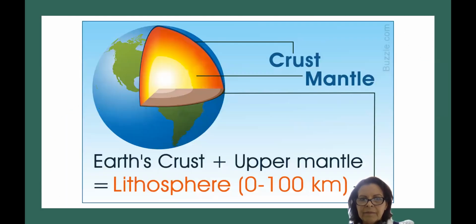Then we have this other picture where it says the earth crust plus the upper mantle will be the lithosphere, and that will go from 0 to 100 kilometers thick. So this is a beautiful picture of the crust, the mantle, and the inner core or the core of the earth.